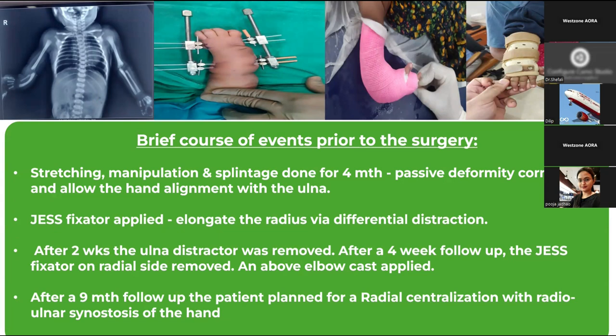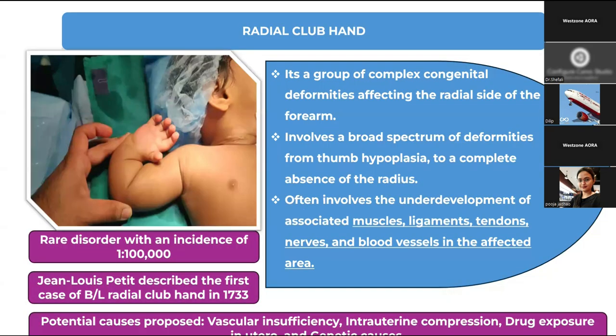Before the surgery, the patient was already undergoing a follow-up. The stretching, manipulation, and splintage were done for 4 months for passive deformity correction. A fixator was then applied to elongate the radius via differential distraction. And then after the distractors were removed, the patient was finally planned for a radial centralization with radio-ulnar synostosis of the hand.